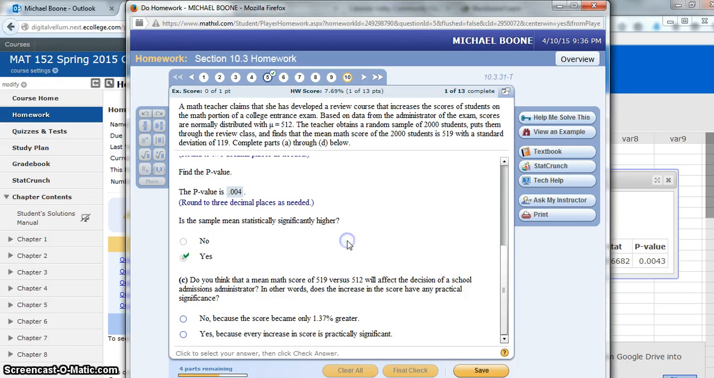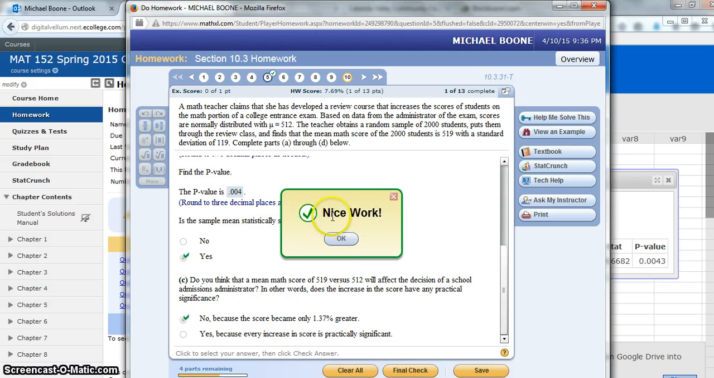All kinds of parts remaining. I do think that the mean score of 519 will affect the decision of school administrators or admissions administrators. In other words, does the increase in the score have any practical significance? I would kind of say no. I'm going to get in trouble on this one because 519, 512 isn't a huge difference. It is statistically significant, but if you were looking at one person's score, I don't think they would think that would be significant. Sweet, they agree with me.